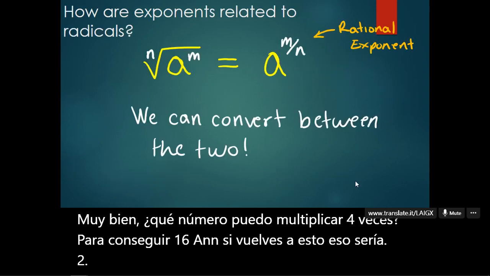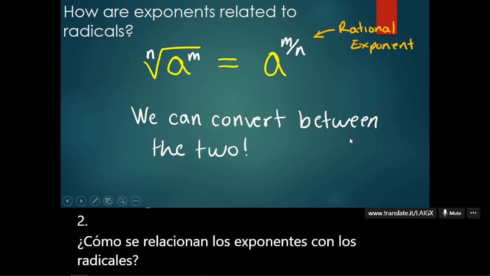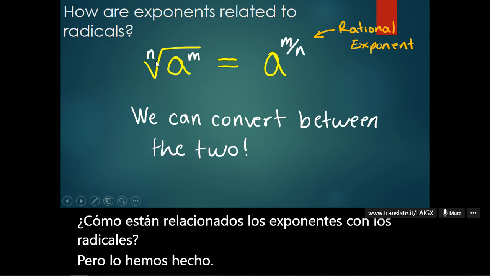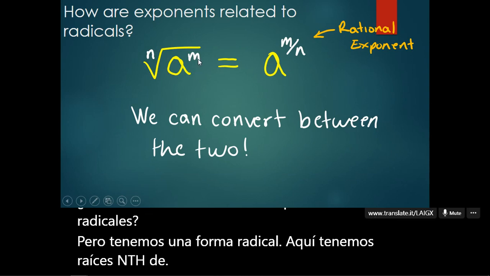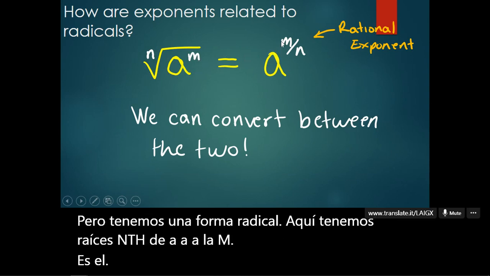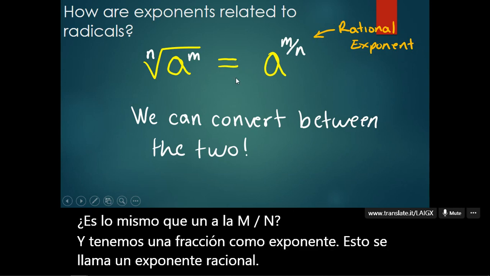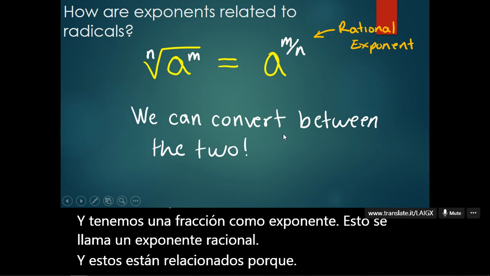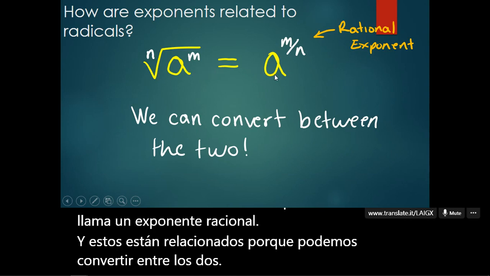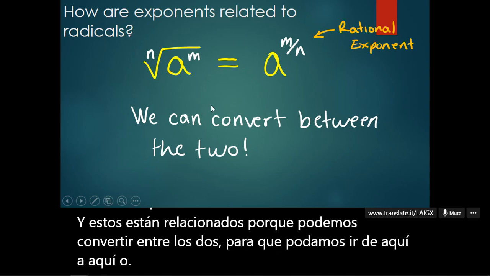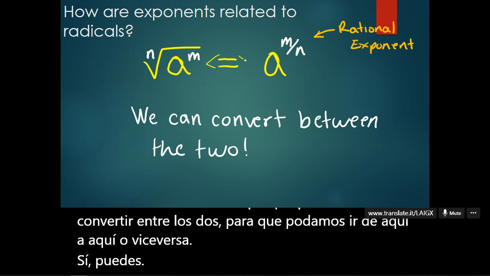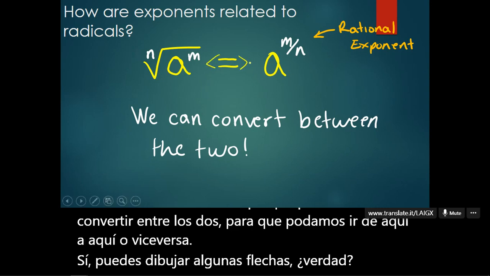How are exponents related to radicals? Well, we have radical form here. We have nth roots of a to the m. It's the same as a to the m over n. And we have a fraction as an exponent. This is called a rational exponent. And these are related because we can convert between the two. So we can go from here to here or vice versa. Yes, you can draw some arrows, right? Conversion between the two, back and forth.